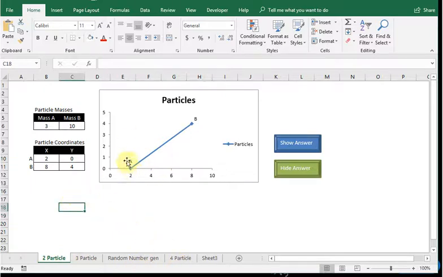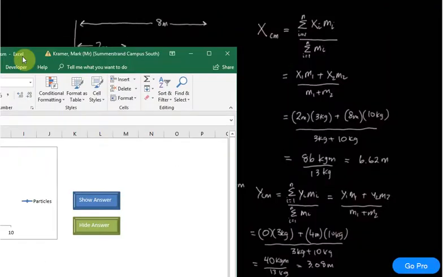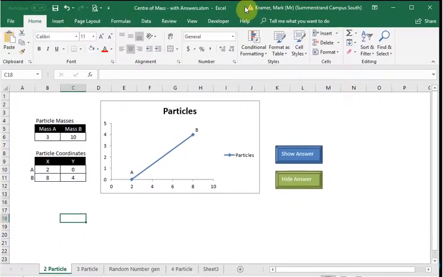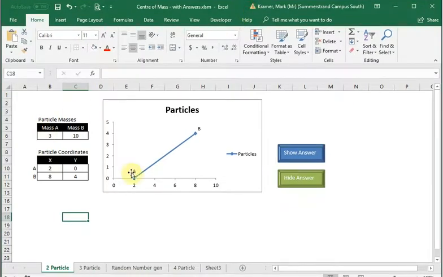Let's say I were to rerun this exact same example that we had here. So I'm going to put the masses in. It was 3 kilograms for the first mass and 10 kilograms for the second mass. I said initially this first mass is 2 meters from the y-axis and 0 meters with vertical deviation. Then the second particle was 8 meters from the y-axis and 4 meters up. So the question is, where's the center of mass going to be?